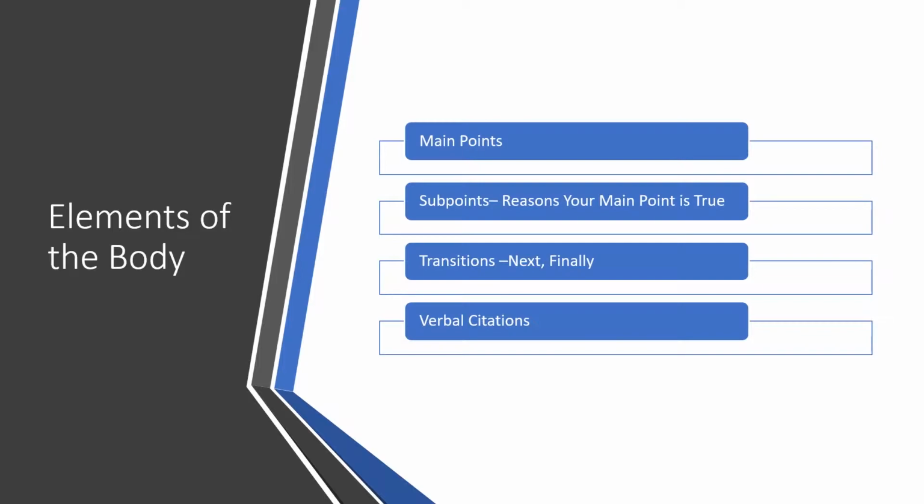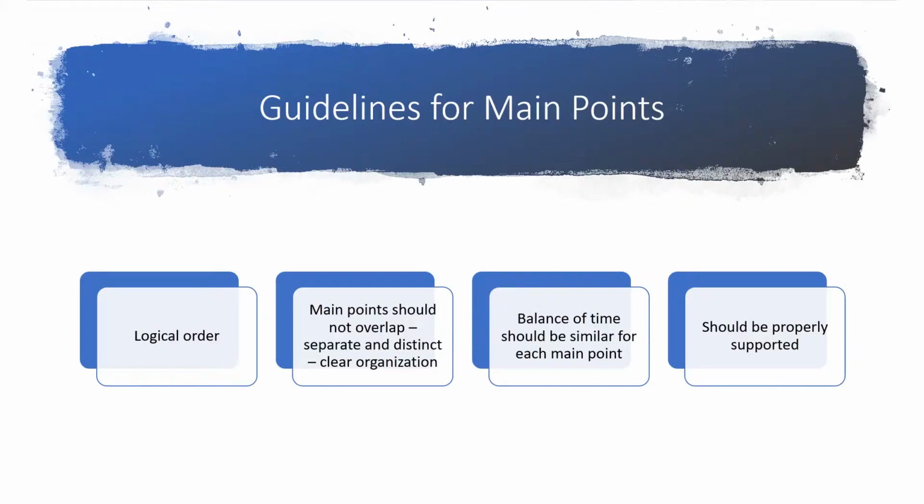And then fourth and finally, in the elements of the body, you're going to make sure that you have your verbal citations written into that body. And those will be your citation of the sources or evidence that we talked about under citing your sources. So there's some guidelines that you should use in putting together your main points. So first of all, you want to make sure that your main points go in a logical order.